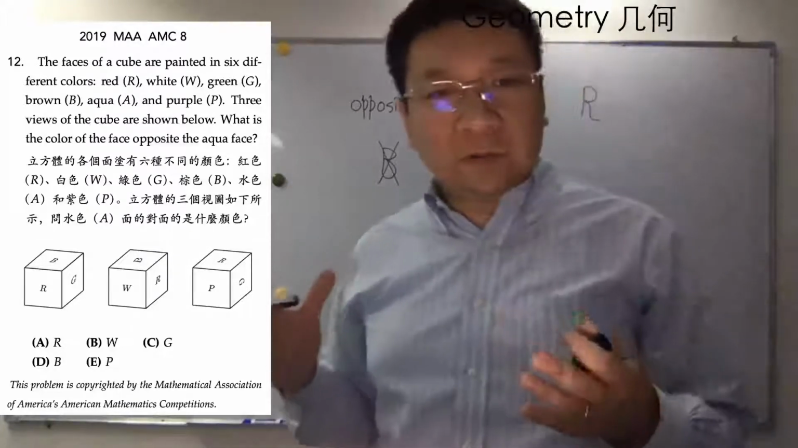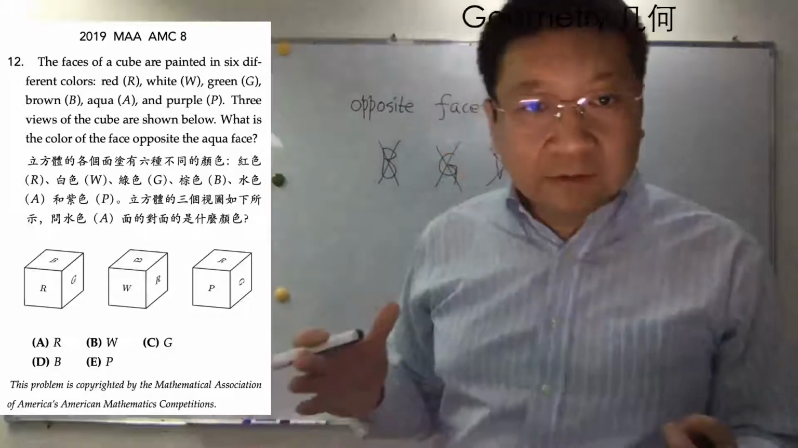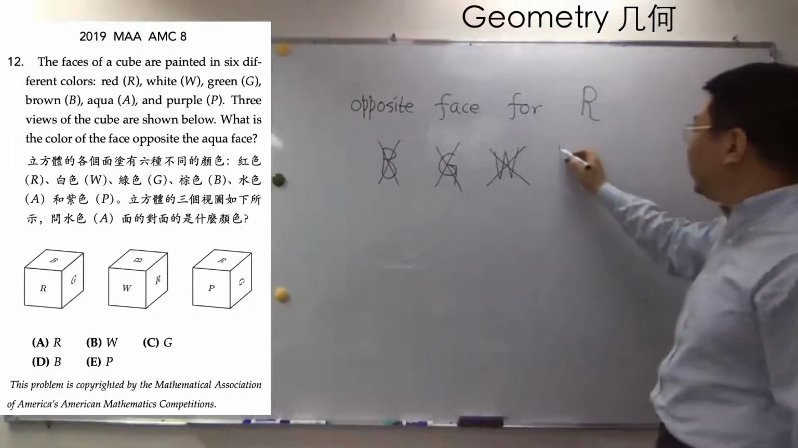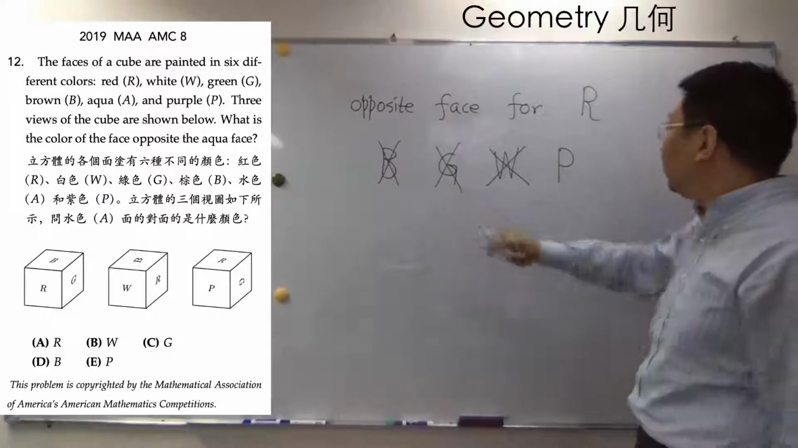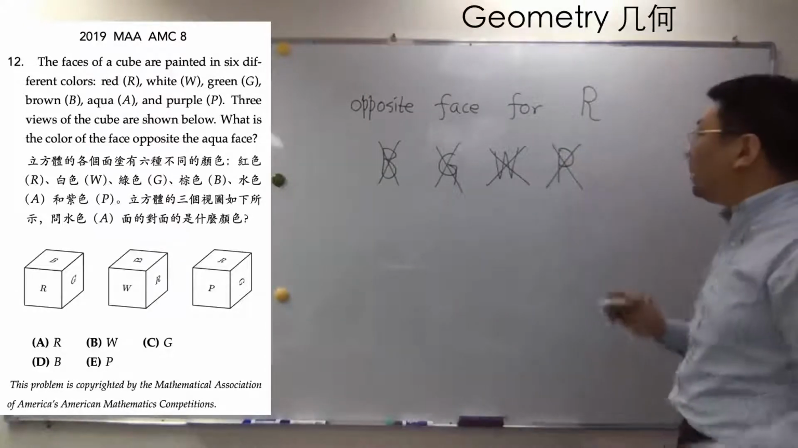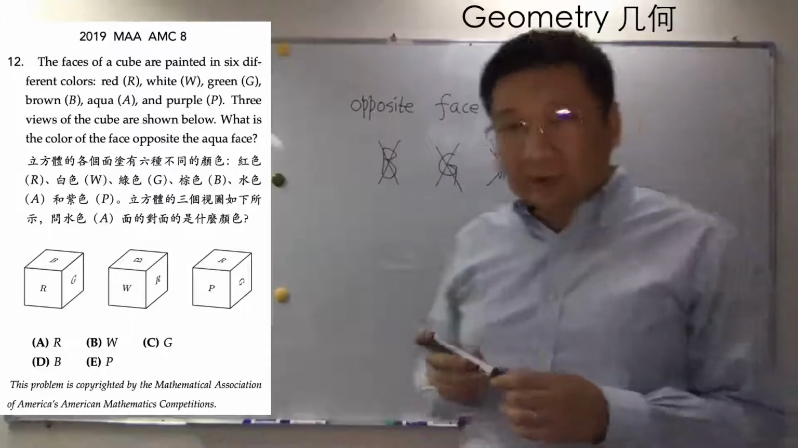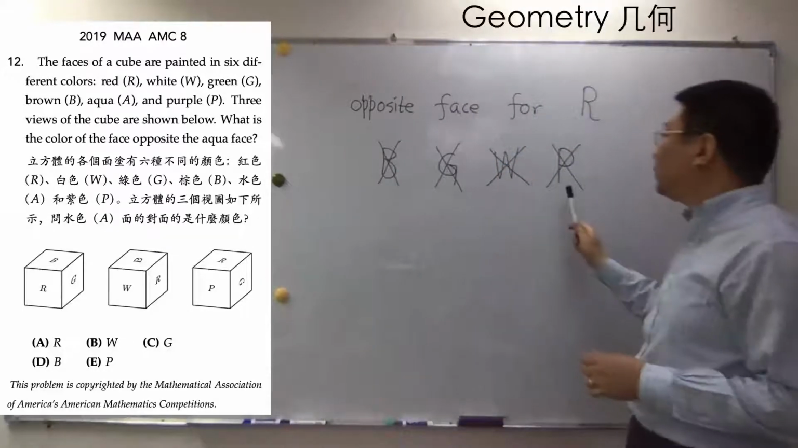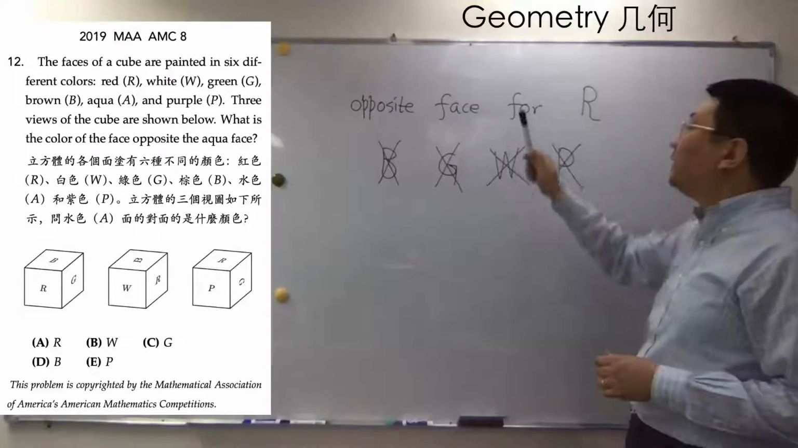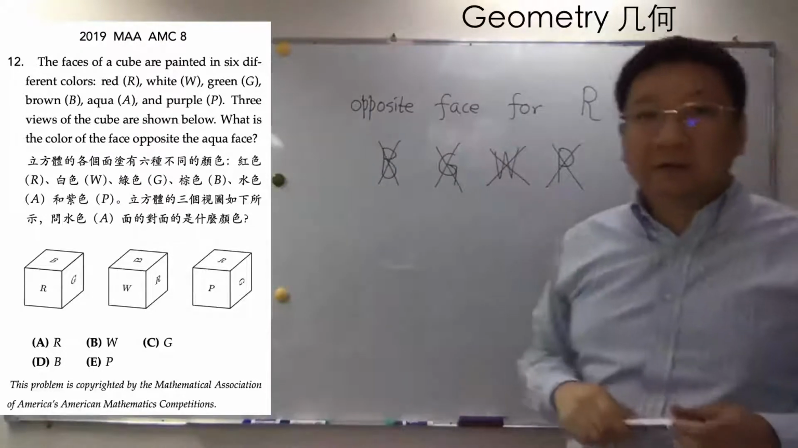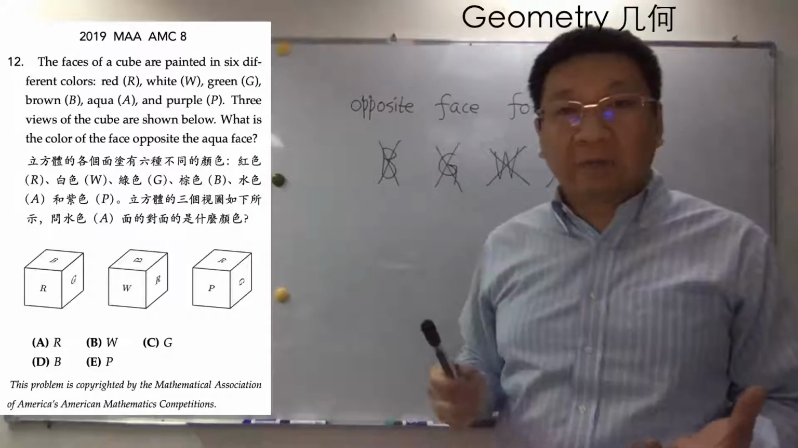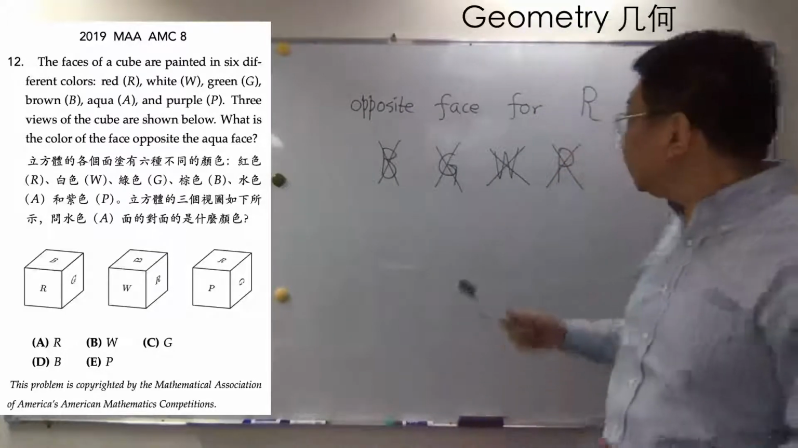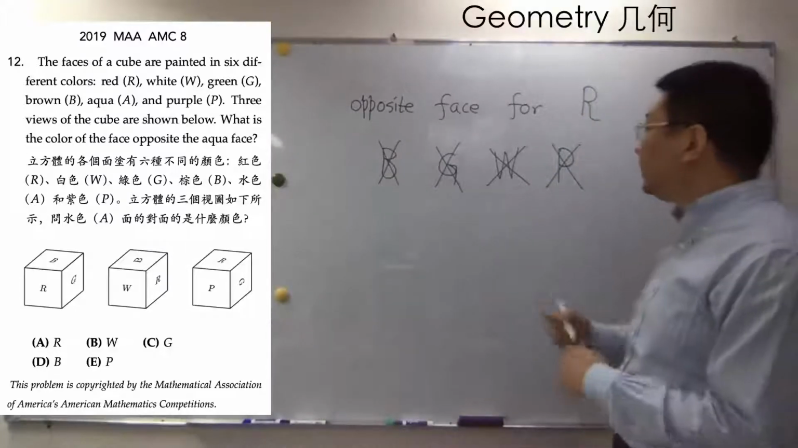Then let's see what happens for the third picture. The third picture has RPG, so we know both P and G are already included, so P cannot be the opposite face for R. So we have 6 different colors. 4 colors have been excluded to be the choice for the opposite face for R. Then what would be the only possible choice remaining? That would be the 6th color, right? What is the 6th color?